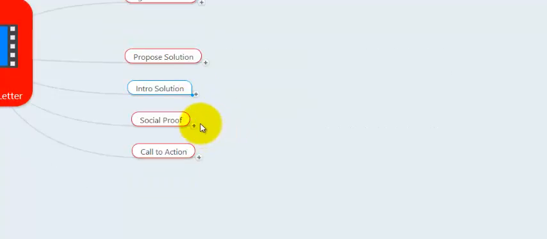So after you've introduced the product, talked about what they get, and talked about the value, we still have not introduced the price yet, because we still have some important things to do.